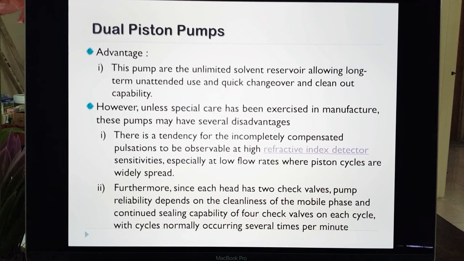For the dual piston pump, the advantages are the unlimited solvent reservoir, allowing long-term unattended use and quick changeover, as well as the clean-out capability.